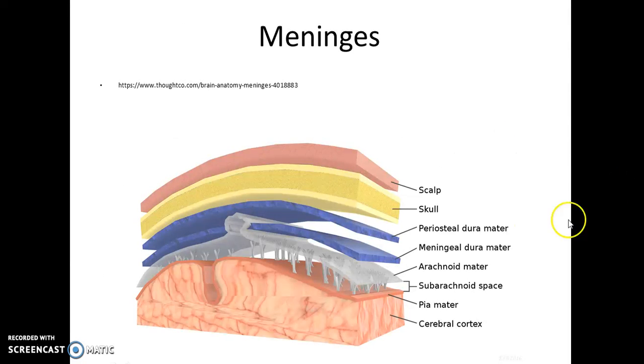There are the meninges. There's the scalp, that's your skin on top. This is your skull, this is your bone. We have the dura mater, the arachnoid mater, and then the pia mater.